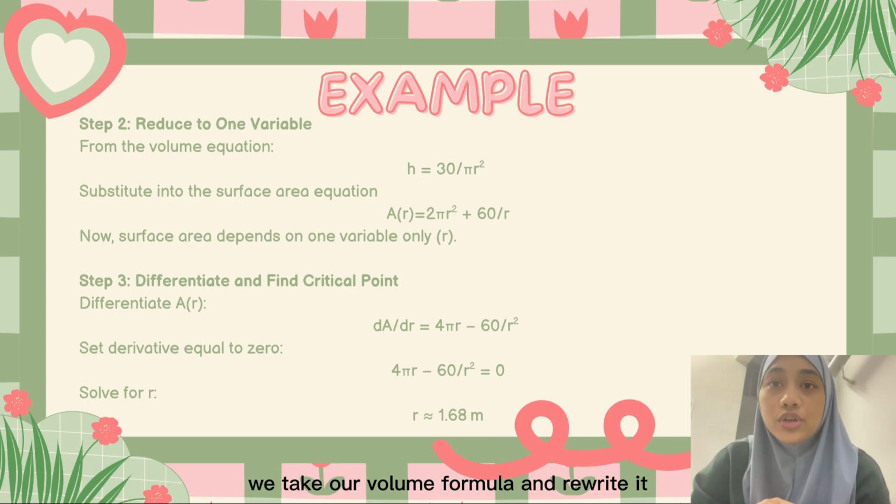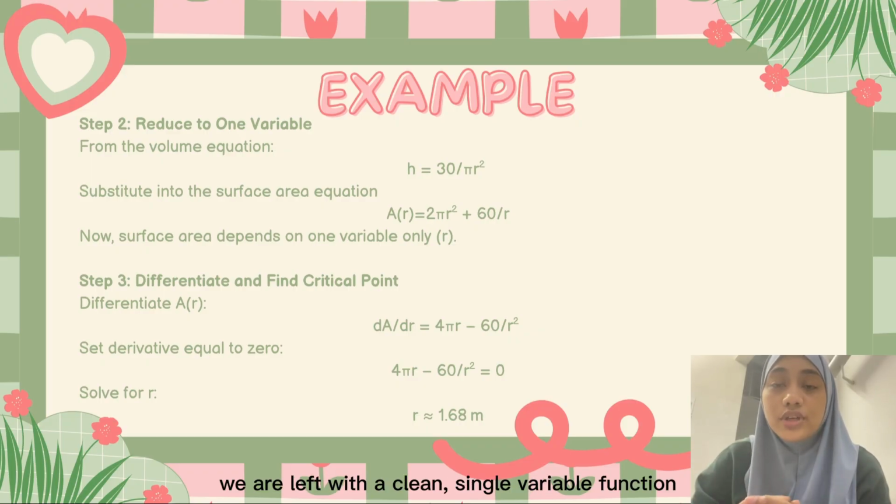We take our volume formula and rewrite it so height equals 30 divided by pi r squared. Now, we plug that into our area formula. Suddenly, the height disappears. We are left with a clean, single variable function, which is area equals 2 pi r squared plus 60 divided by r.